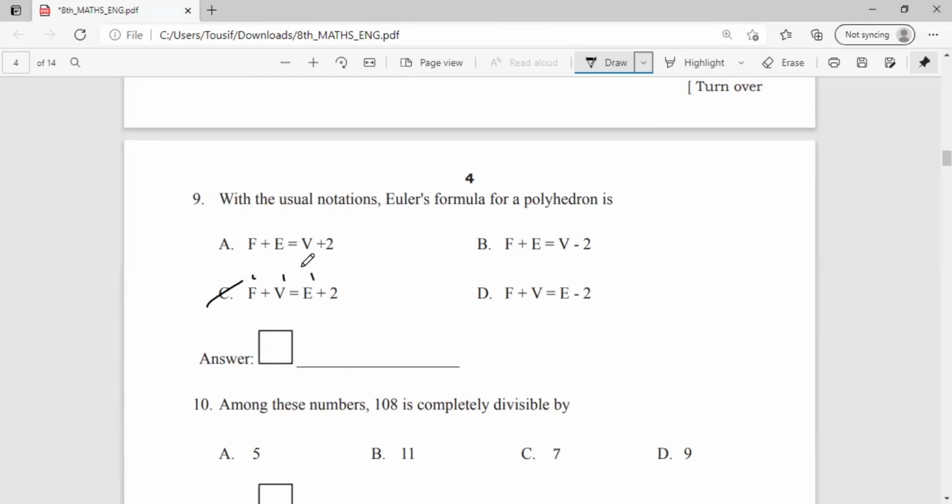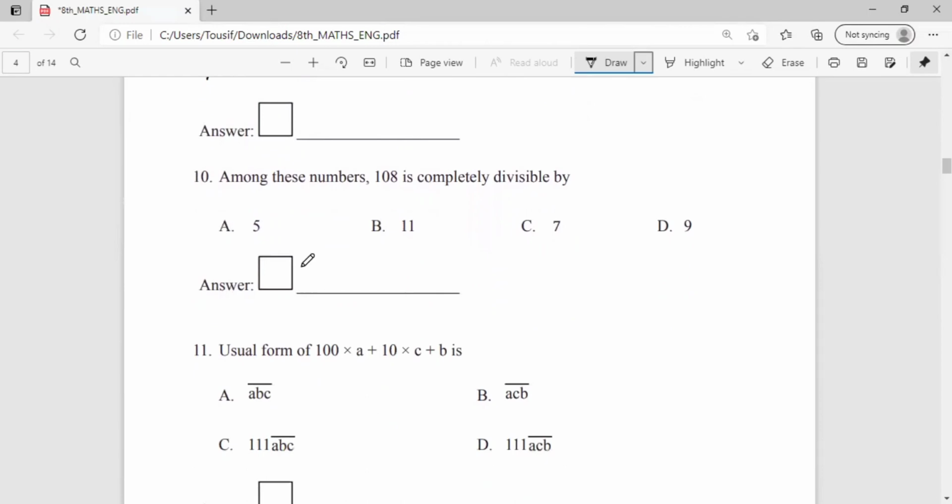Moving to the 10th one. They are asking, 108 is completely divisible by which of the following numbers? As we know very well, 108 will not be divisible by 5. To be divisible by 5, the last digit should be 0 or 5. So directly I will go with the answer, that is 9.